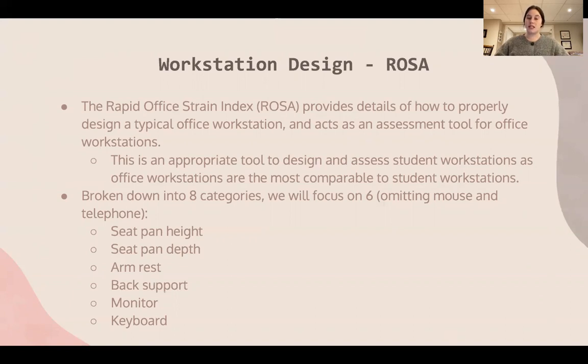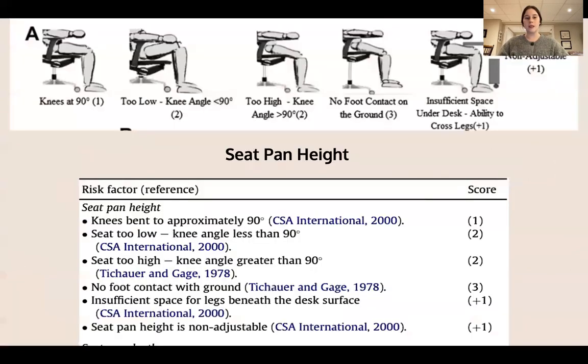The ROSA has 8 different categories. However, we're going to focus on 6 categories that are most applicable to students. And by using the ROSA, we can highlight the most important postural considerations and work design elements for you as students. So first, we're going to look at your seat pan height.